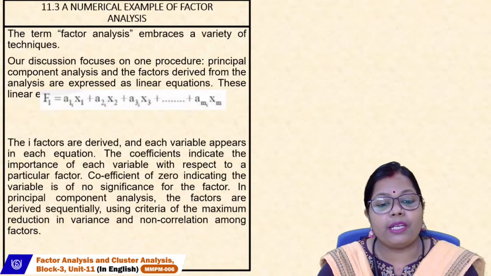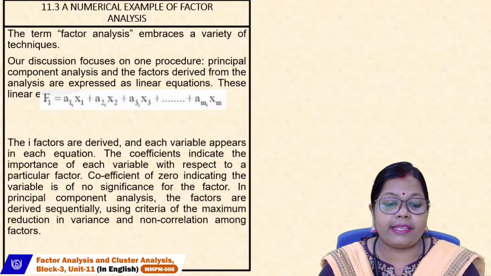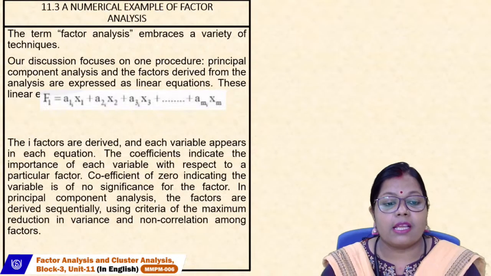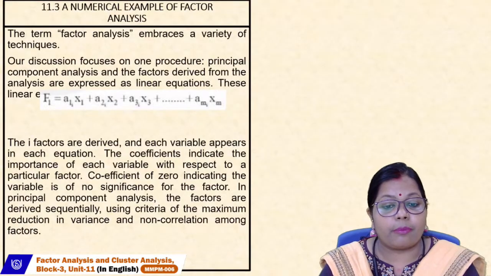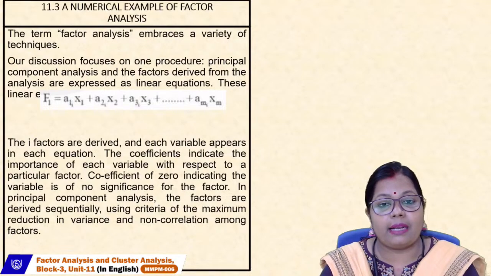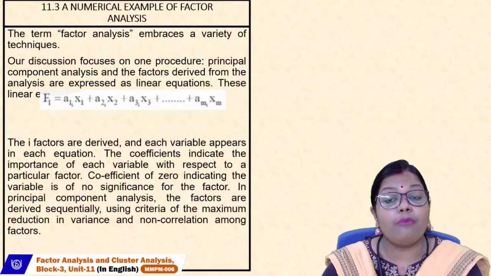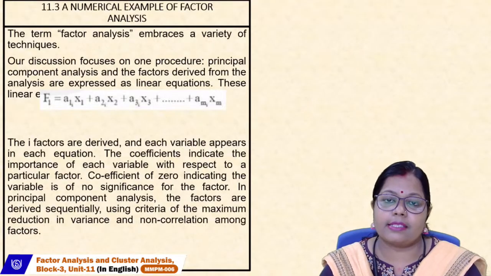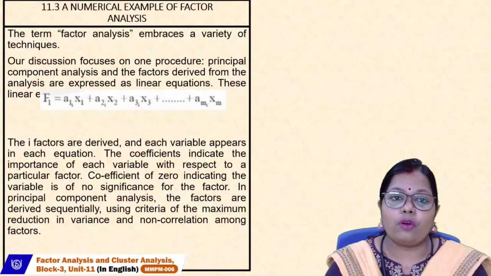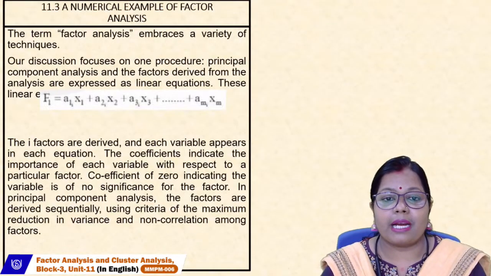So in principal component analysis, the factors are derived sequentially using the criteria of maximum reduction in variance and non-correlation among factors. Again, I am repeating: variance and non-correlation, or maximum reduction. These are the important terms in factor analysis. With the help of this, in further slides, we will discuss how we will calculate and interpret this factor analysis result in our research, and on the basis of this result, how we will take decisions for marketing research.